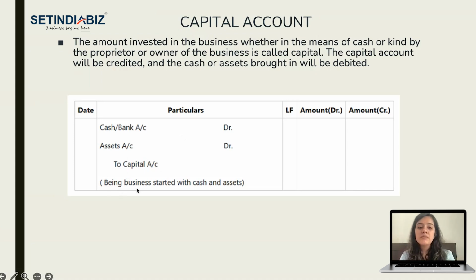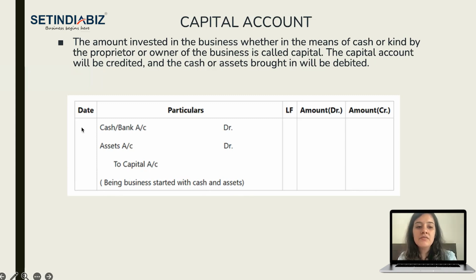And there is a brief explanation. Being business started with cash and assets. It is always below the credit entry and it is written in brackets and it starts with the word being. Being business started with cash and assets, right?